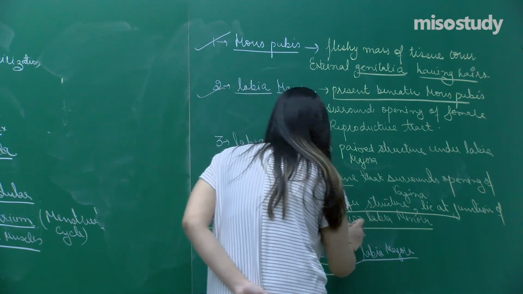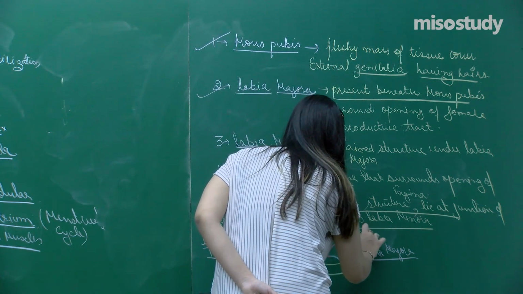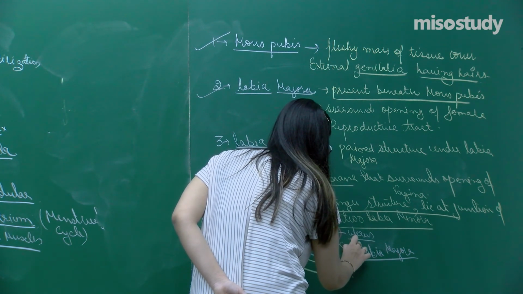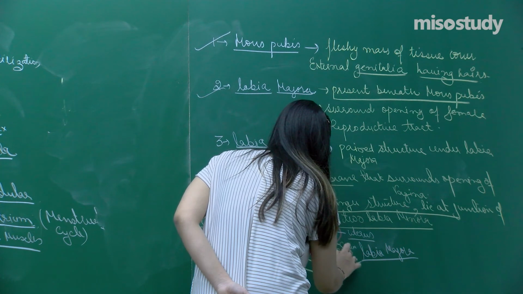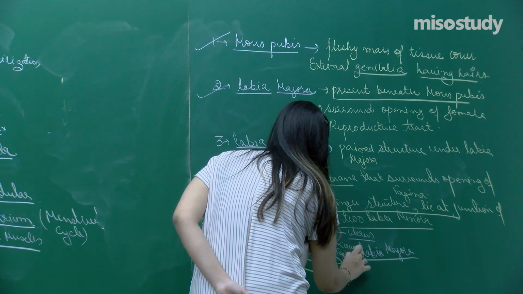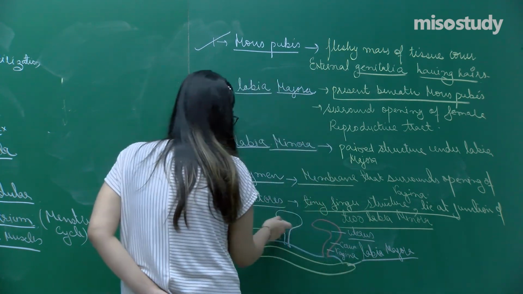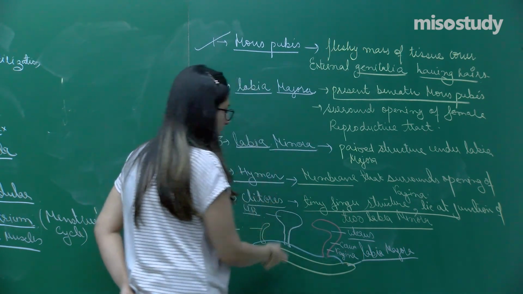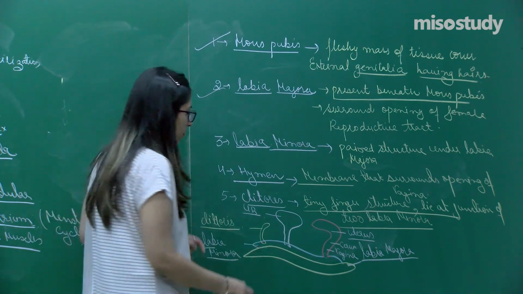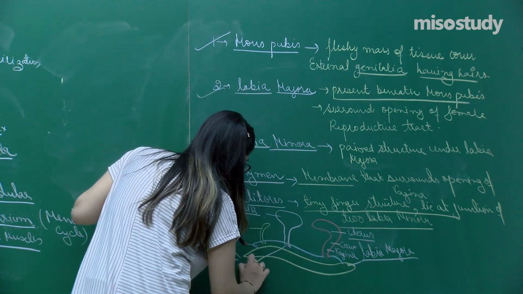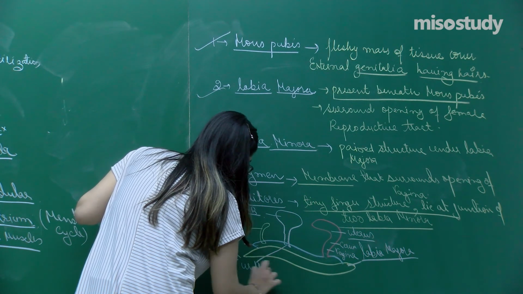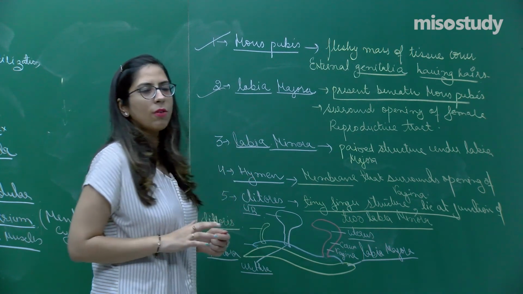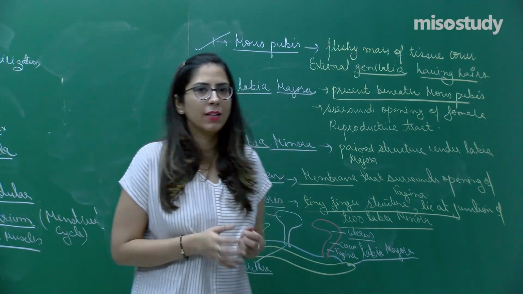Now this is called the uterus, and this is called the cervix. Then the next region is the vagina. This vagina is present like this. And now this is what? This is the urinary bladder, and this is the urethra. So this is how the different structures of the external female reproductive tract are located.